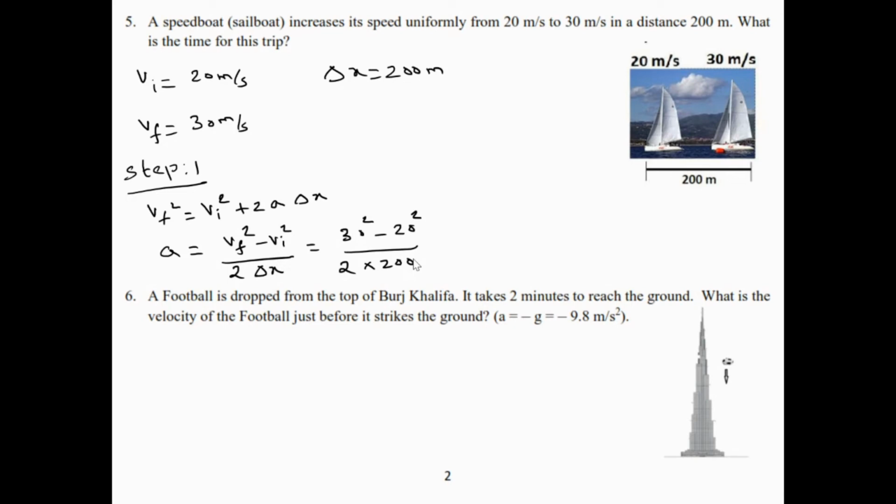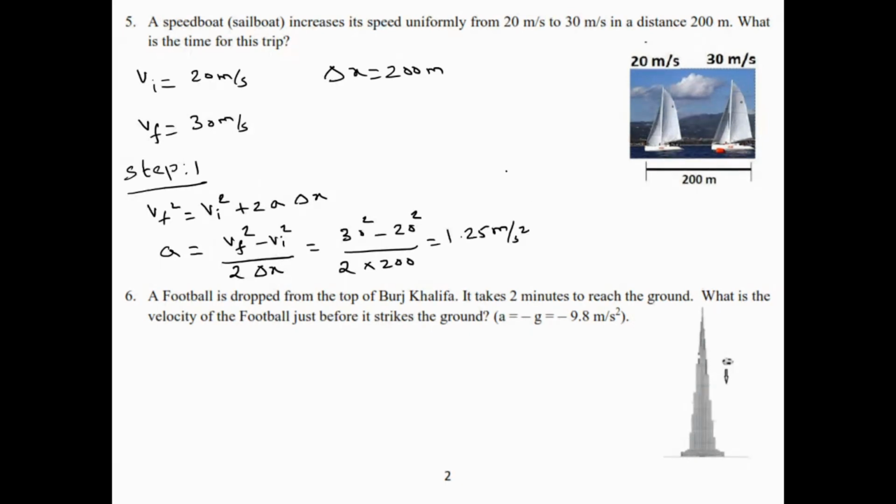30 square minus 20 square divided by 2 multiplied by 200. So the answer is 1.25 meter per second square. What's the acceleration? 1.25 meter per second square. This is the answer. And after I find the acceleration, I'm going to find what's the time.